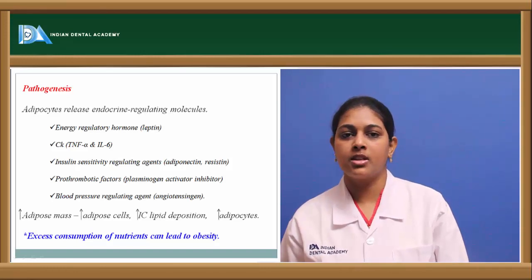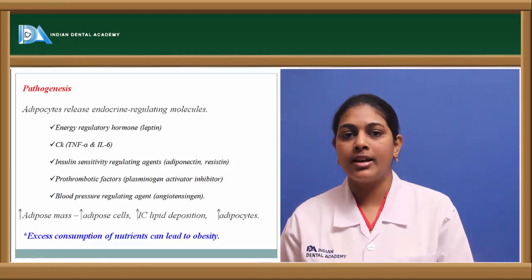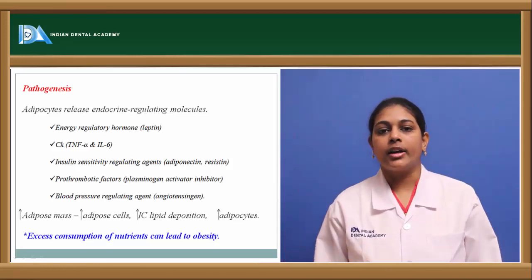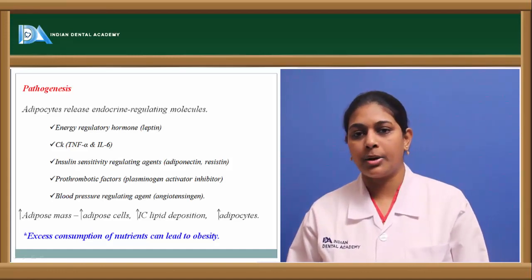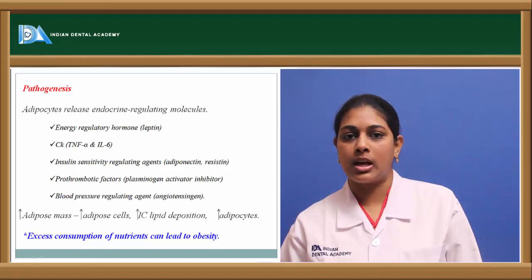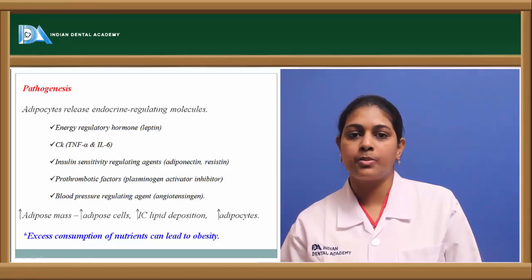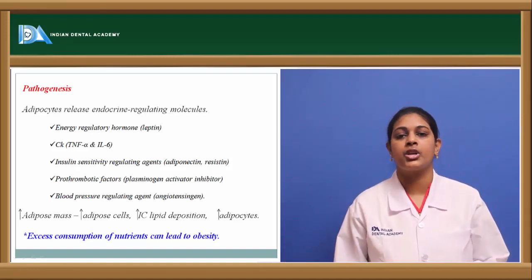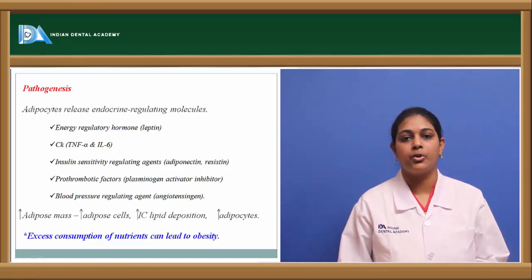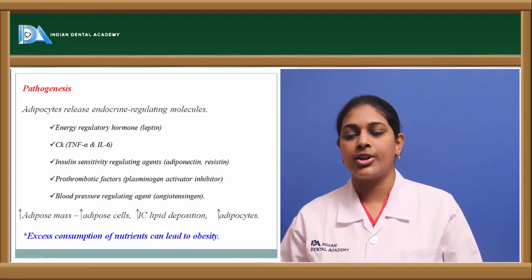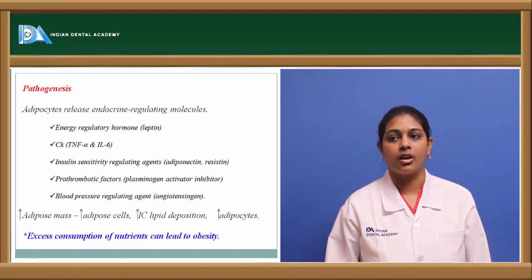So obesity is because of an increase in the adipose mass, and this adipose mass is because of an increase in the adipocytes. These adipocytes are fat containing cells, and fat in the form of adipose tissue, so these cells are known as adipocytes or adipose cells, and they usually consist of increased intracellular lipids. This intracellular lipid deposition might result in an increased number of adipose cells, and these adipose cells together constitute the adipose tissue, which is usually seen just beneath the skin. So excessive consumption of nutrients is also one of the reasons for obesity.